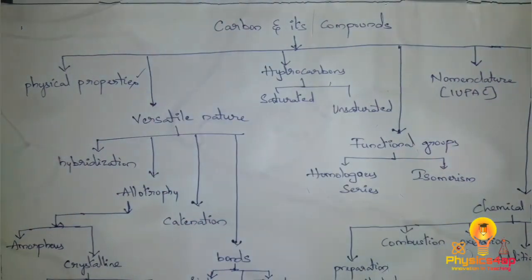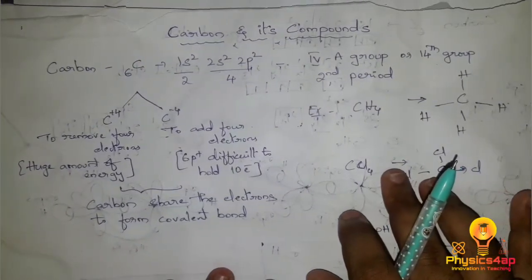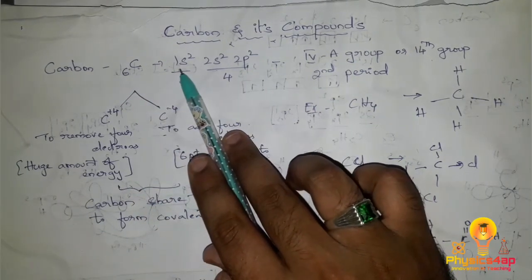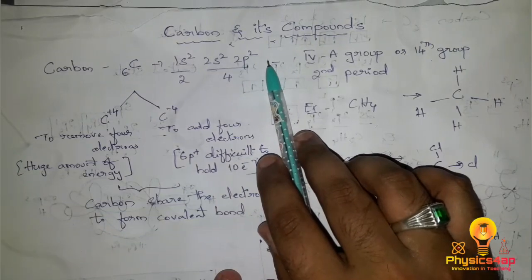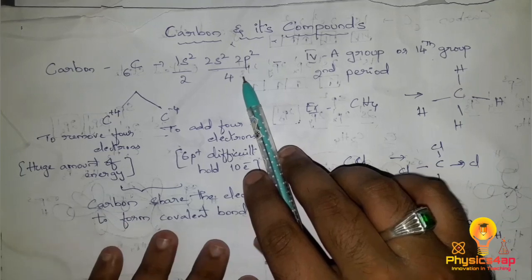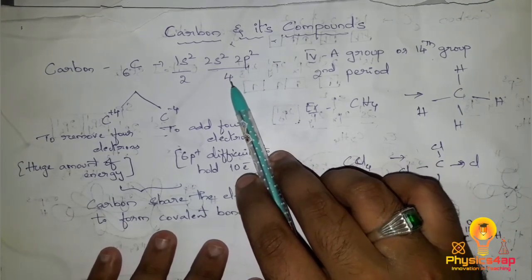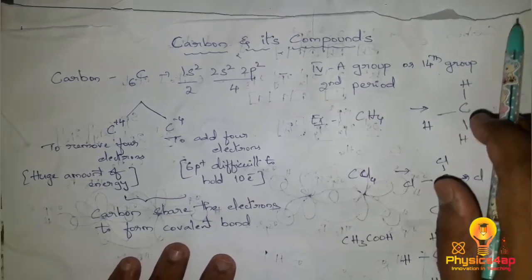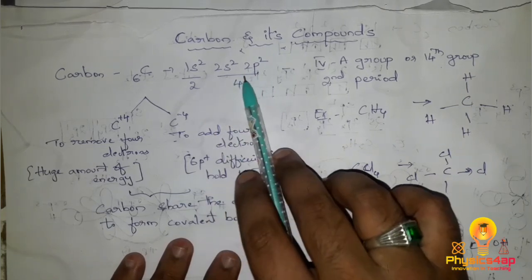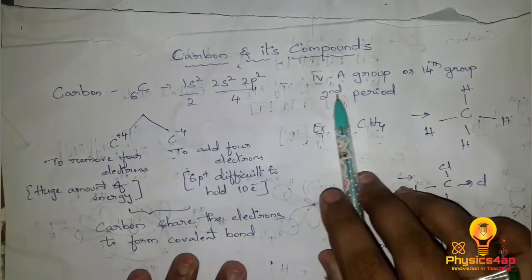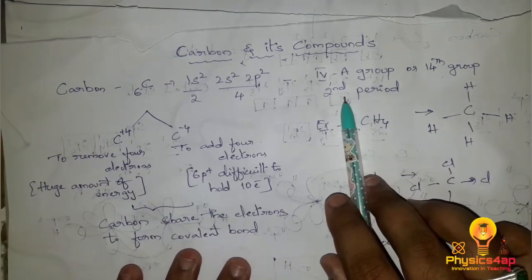When we discuss the physical properties, the very first thing we remember is that carbon has atomic number 6, and its electronic configuration is 1s2, 2s2 and 2p2. In the first orbit we have 2 electrons and in the second orbit we have 4 electrons. As the outermost orbit has 4 electrons, it belongs to group 4A, or what we call the 14th group. As it has two shells, K shell and L shell, it belongs to the second period.